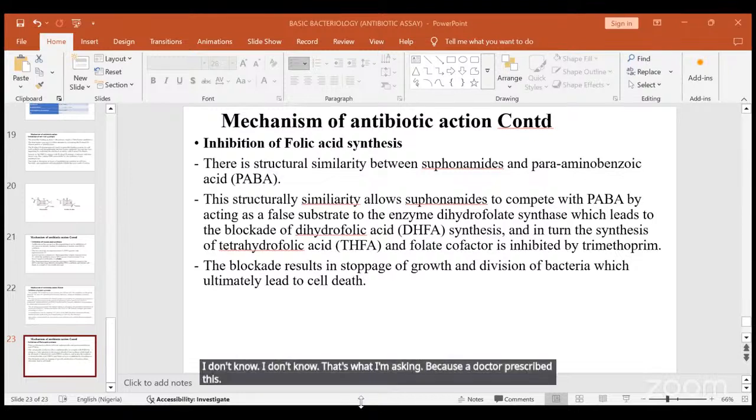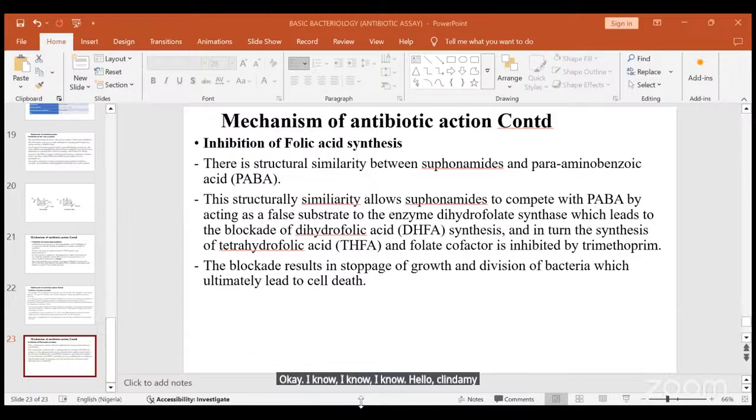Clindamycin is a lincosamide antibiotic. You go to the table where I put the year of discovery of antibiotics. You will see it there. Please, just let me take this call. Okay, sir.